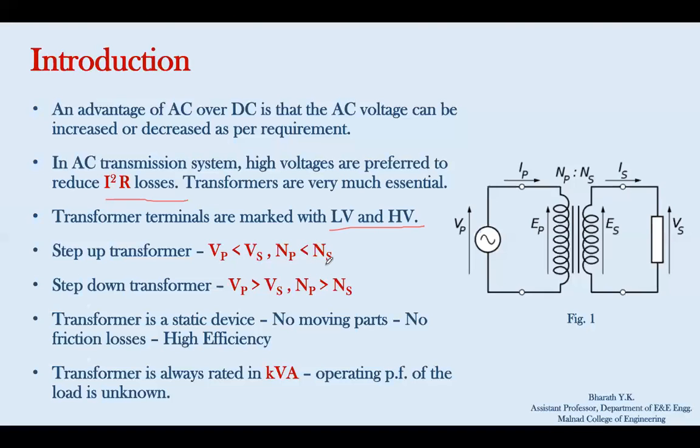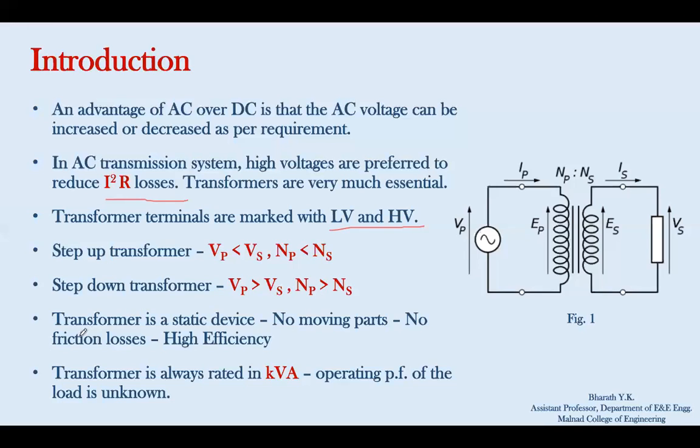Similarly, when the same transformer is used as a step down transformer, the HV side is connected as primary and the LV side is connected as secondary. Here, the primary voltage will be greater than the secondary voltage. Also, the number of turns in the primary winding will be greater than the number of turns in the secondary winding.